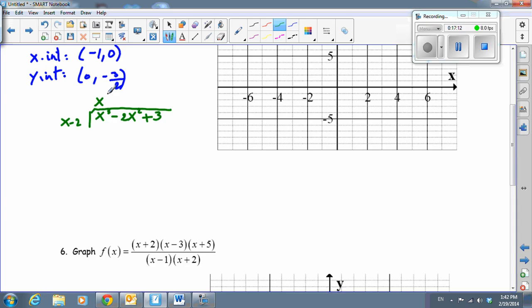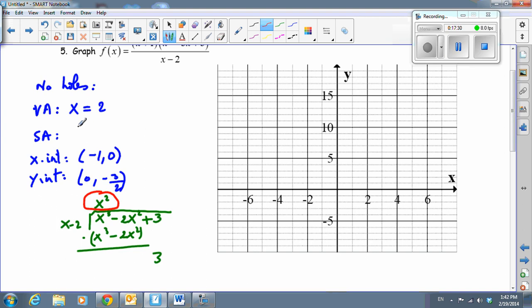So I will need an x squared times x, I'll be x cubed minus 2x squared. Once you subtract, everything cancels, you drop the 3. So remember, the remainder is pointless. All we care about is this. So y equals x squared is my slant asymptote.